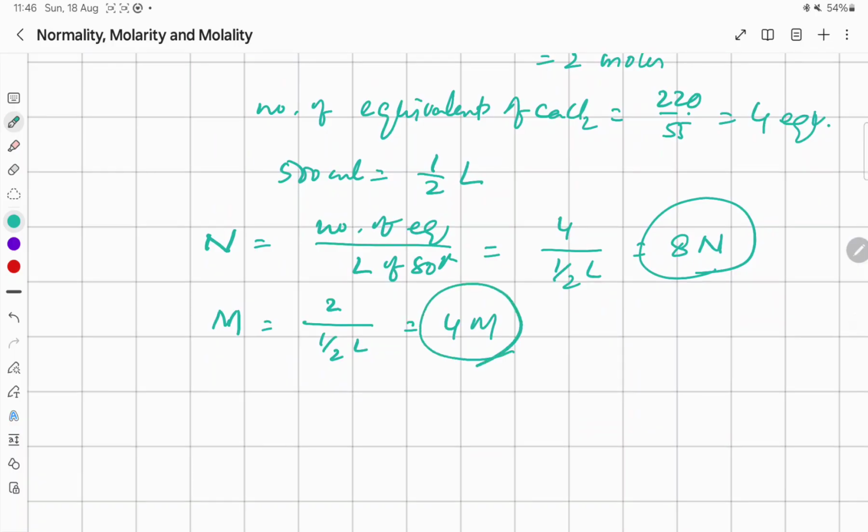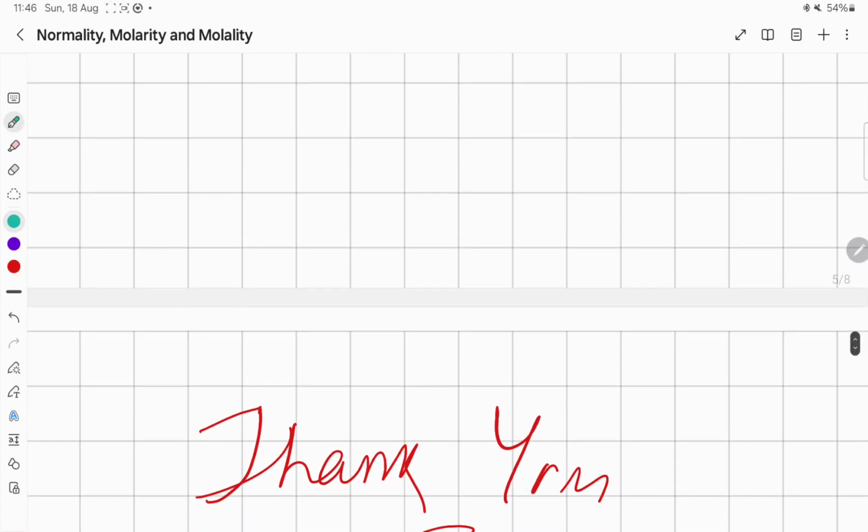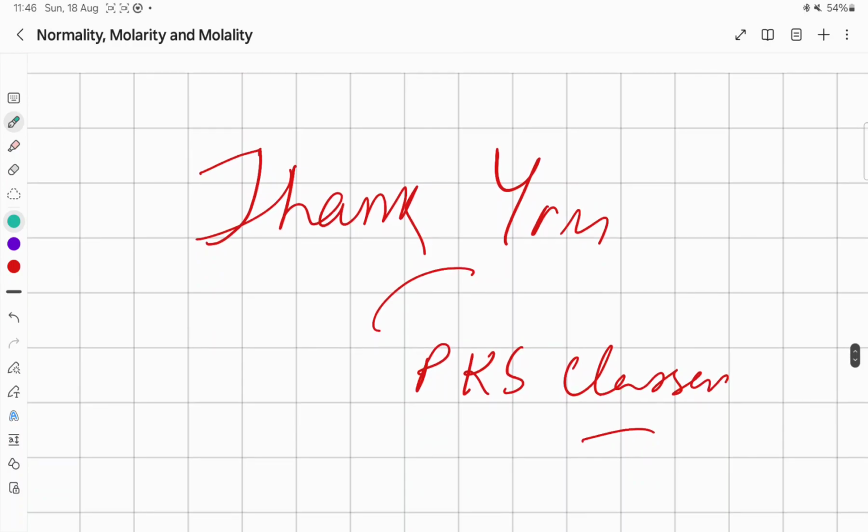So almost 1 molar is equal to 2 normal. So this is all about the normality, molarity and molality and their relation. Thank you.